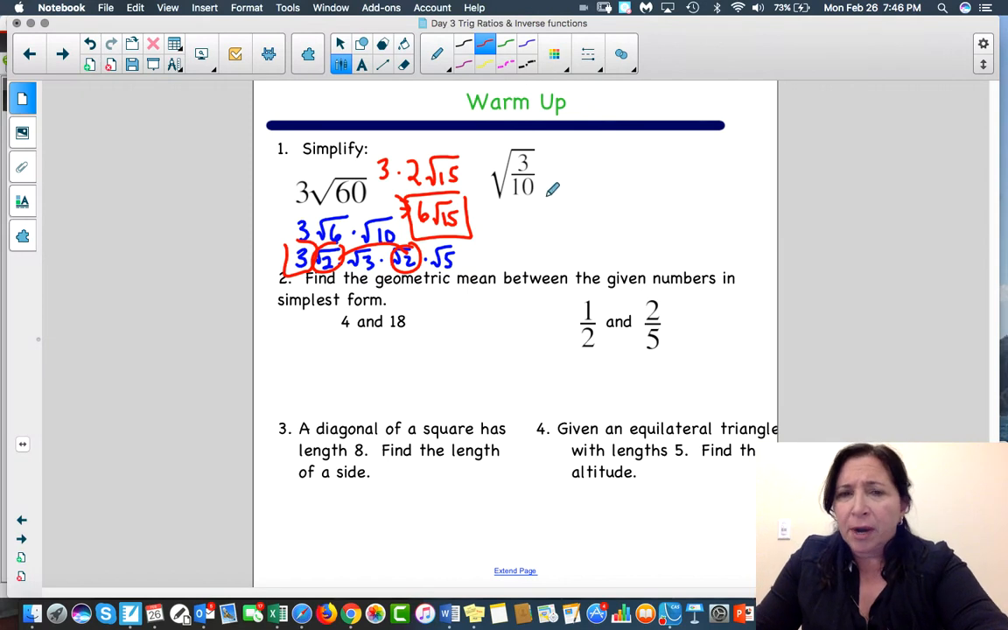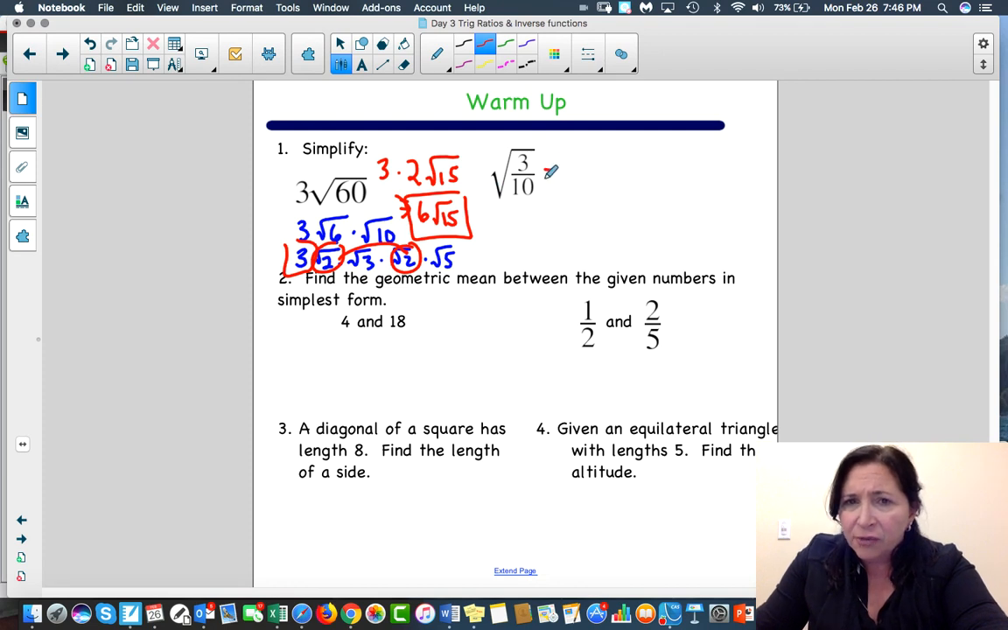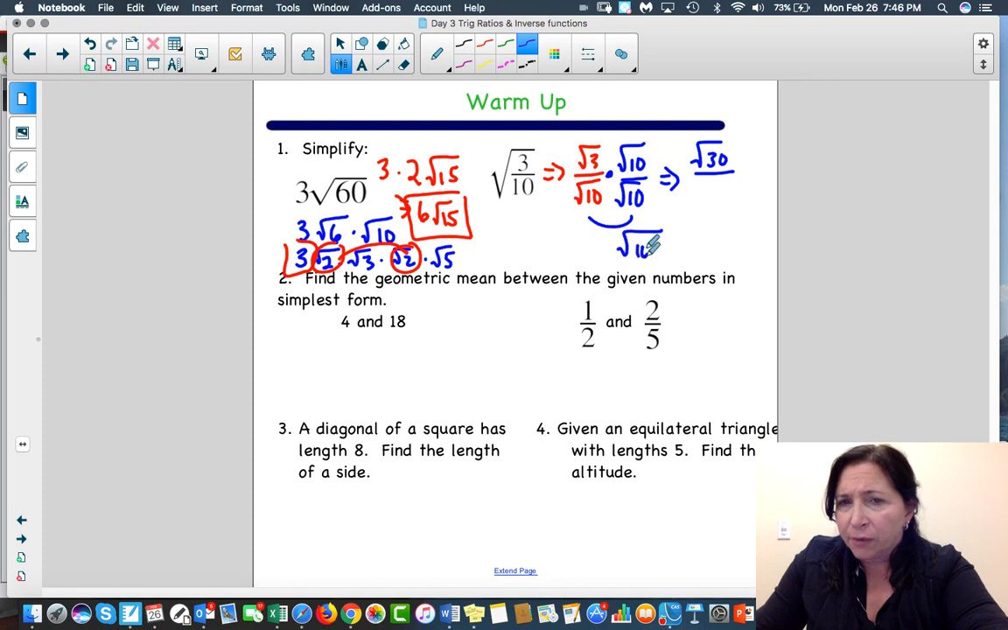For this problem right here, remember this root does fall over the entire fraction. So this would actually be root 3 divided by root 10. Now, we are not going to leave this root on the denominator again, and we are going to multiply by 1 in the form of root 10 over root 10. And so that's going to be the square root of 30 over root 10 times root 10 is the square root of 100. The square root of 100 is just 10.